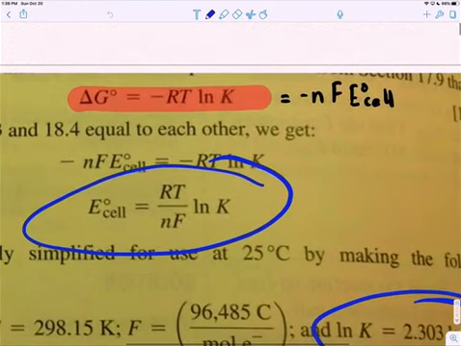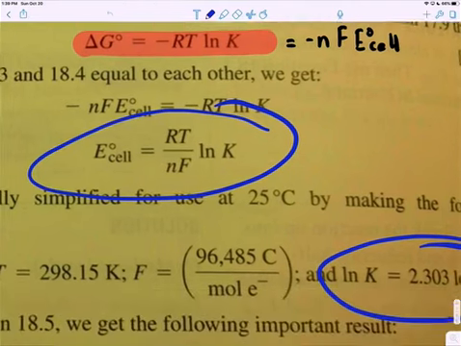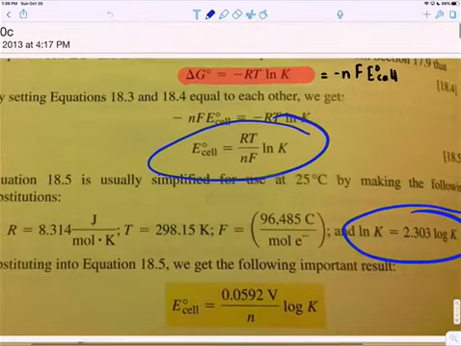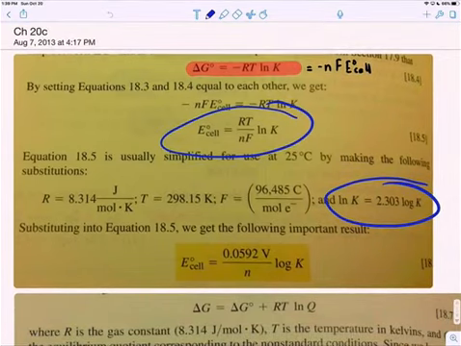Delta G0 is minus RT ln K, and this also equals minus nF E0 cell. So you solve for E0 cell, which is RT over nF, natural log of K. And you can simplify this. The natural log of K is also 2.303 times the log of K. This is just the natural log of 10. This has to do with what's called the change of base formula when it comes to logarithms.